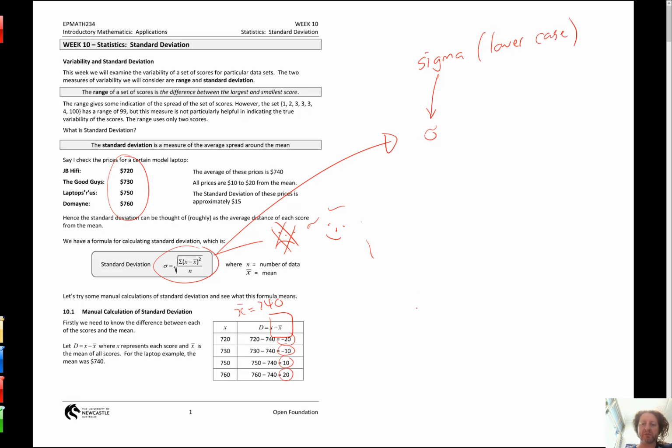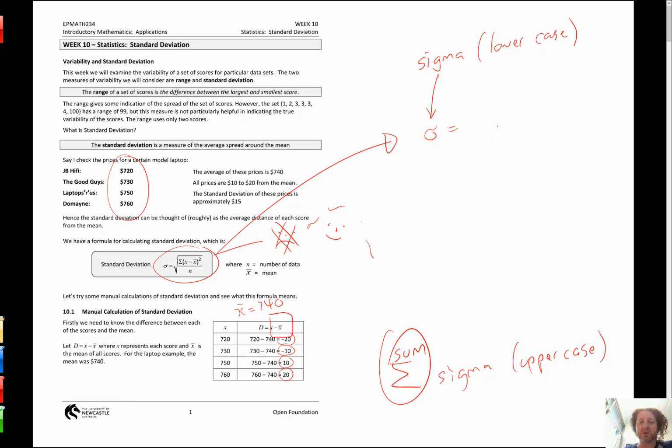In previous weeks we've looked at this sigma, which is just uppercase sigma. When we saw that big sigma, we called that sum. That just meant sum. This little sigma means standard deviation.